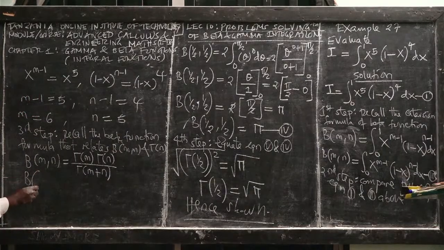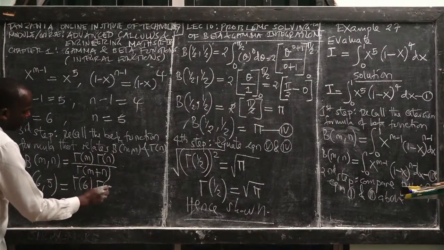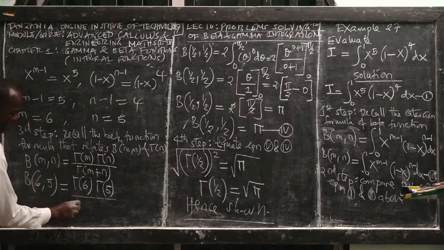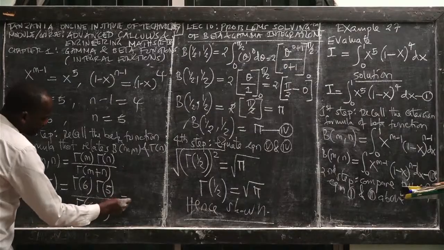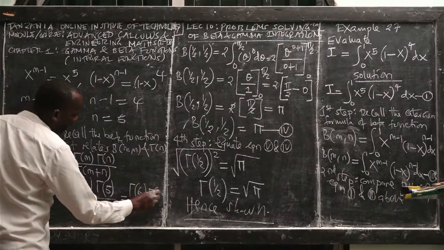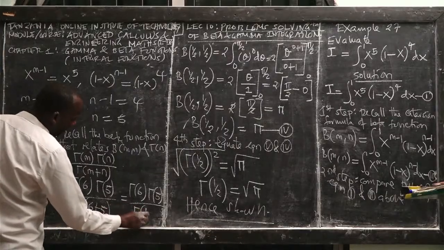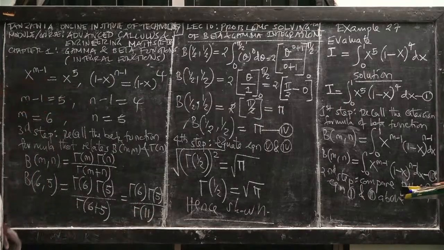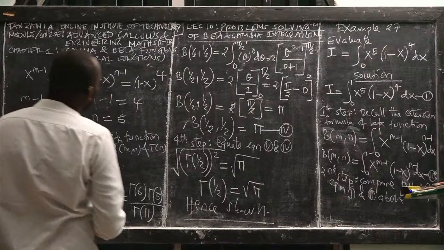Okay, so beta of 6 comma 5 is equal to what? Gamma of m, which is gamma of 6, multiplied by gamma of 5, divided by gamma of 6 plus 5. This is equal to gamma of 6, multiplied by gamma of 5, divided by gamma of 11. So that is the value of I, we are still finding the value of I.